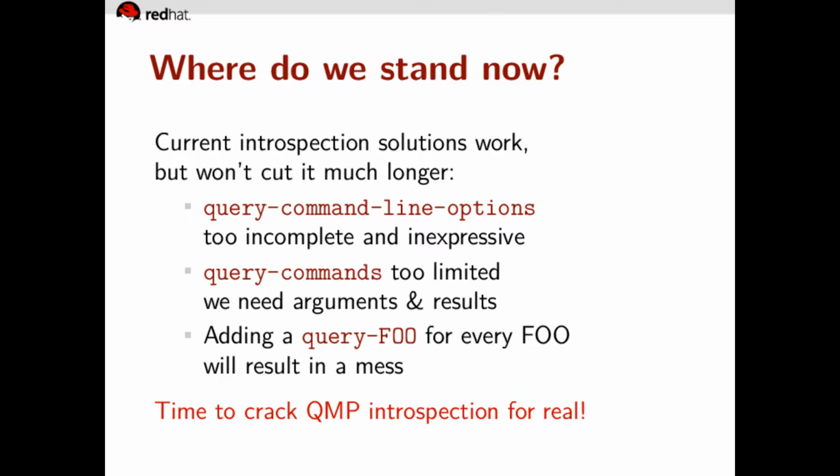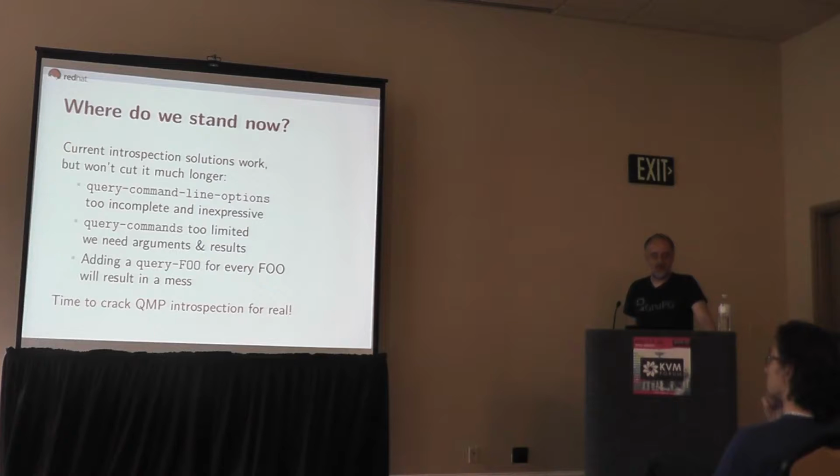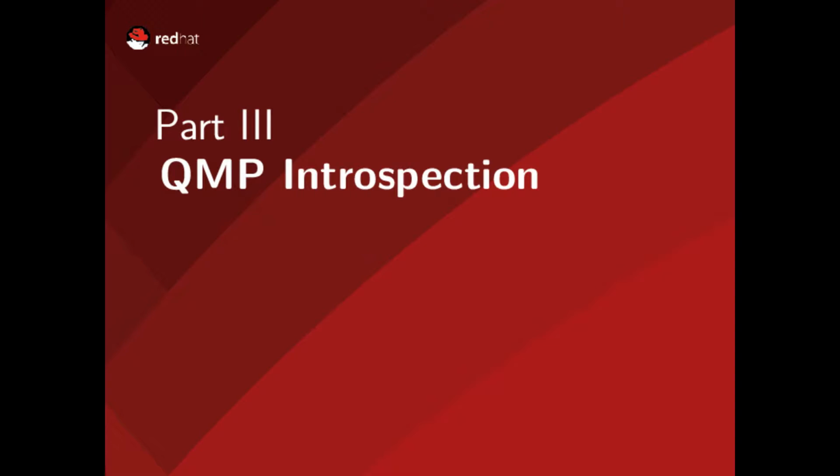So, where do we stand now on this problem? Current introspection solutions work, but they won't cut it for much longer. Query command line options is too incomplete and inexpressive. Query commands is too limited. We need arguments and results. And adding a query-foo for every foo will result in a mess. It's time to crack QMP introspection for real. And that's what I'll show you next.